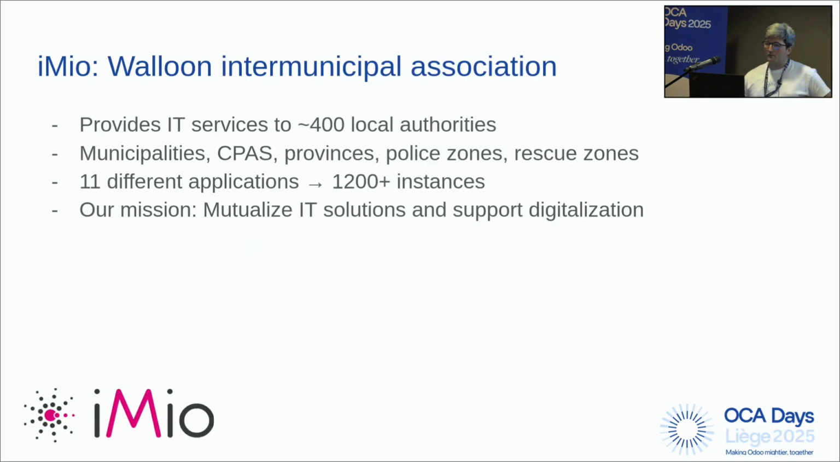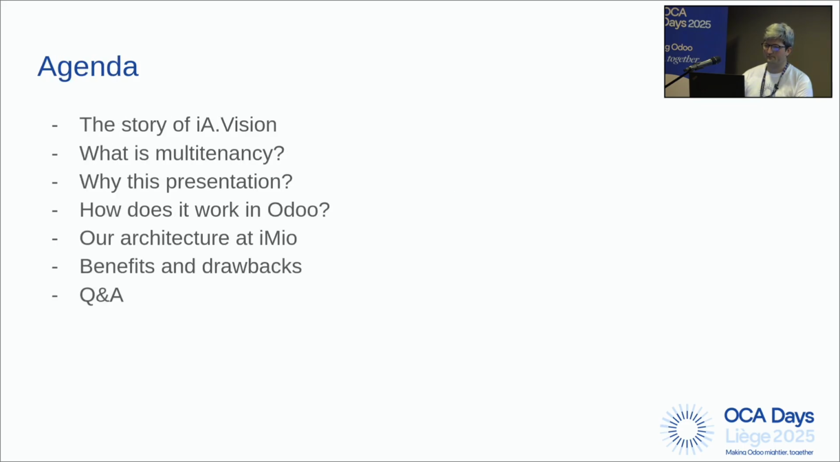Now, let me give you some context about iMio to understand why multitenancy was crucial for us. iMio is a public administration that provides IT services to local authorities in Wallonia. We serve around 400 local authorities, including municipalities, public social action centers, provinces, police zones, rescue zones, and so on. We manage 11 different applications with over 1,200 instances. Our mission is to mutualize and organize IT solutions and best practice for local authorities.